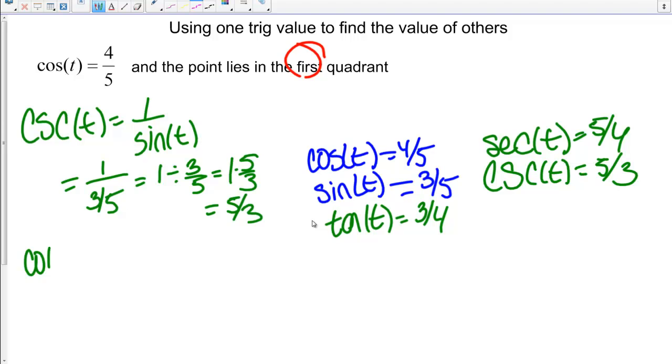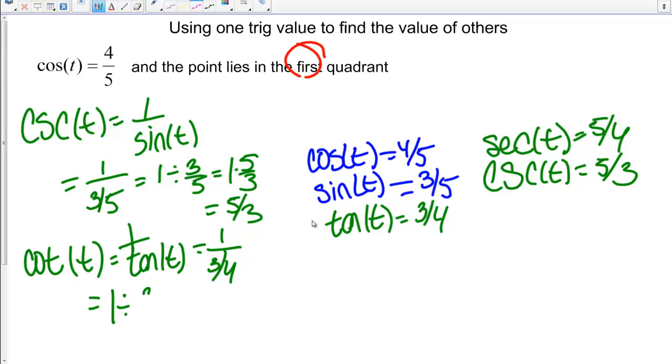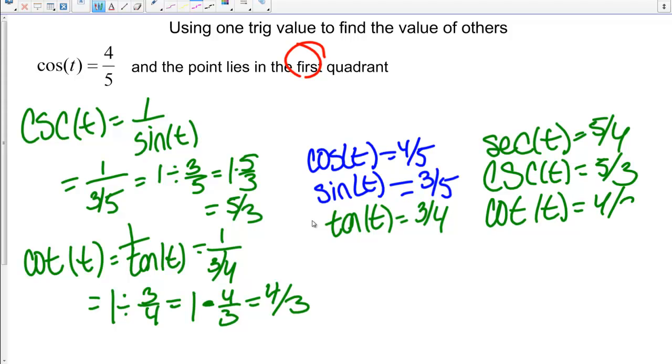And last, the cotangent of t is 1 over tangent of t. So we get 1 over 3/4, or 1 divided by 3/4, which is the same as 1 times 4/3. So cotangent of t equals 4/3.